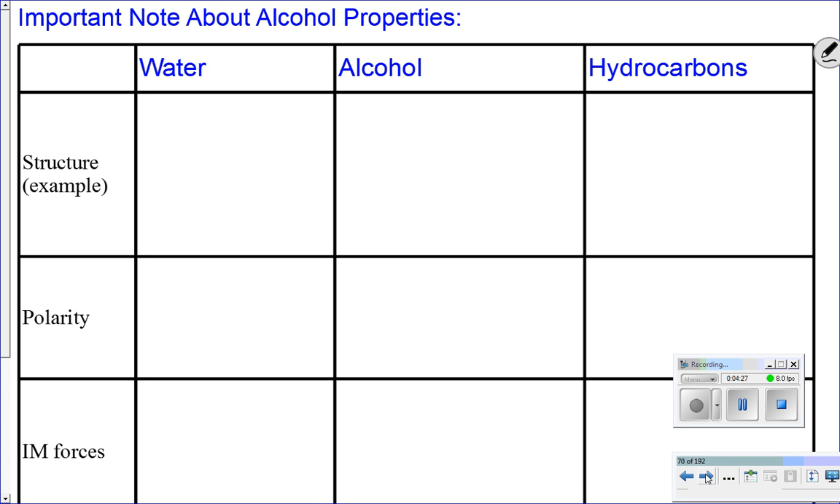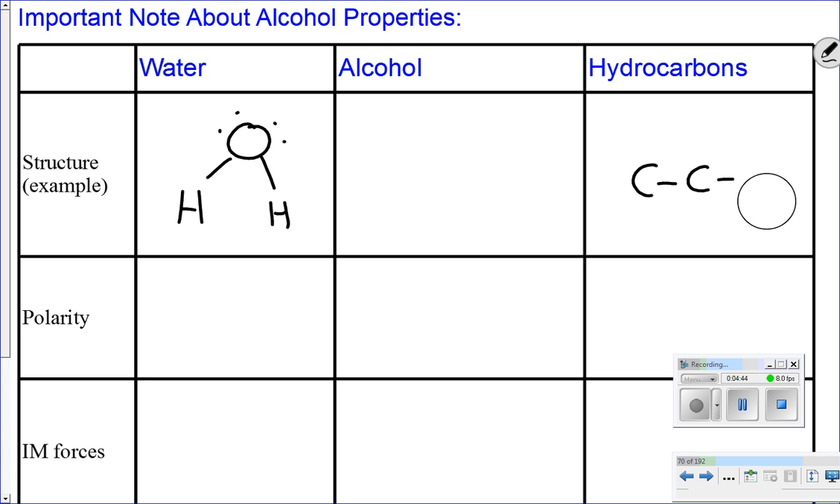What is very important to understand about alcohols is the relationship between alcohols and properties. Water, for example, is this highly polar molecule. Hydrocarbons, I'm actually going to stick with a 2-carbon hydrocarbon, are very, very non-polar molecules. So this is very, very polar.